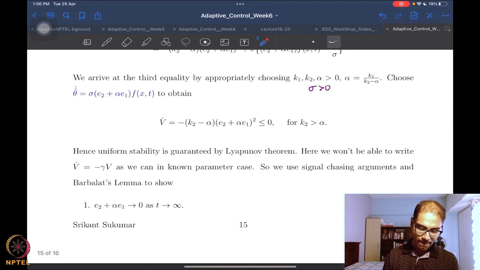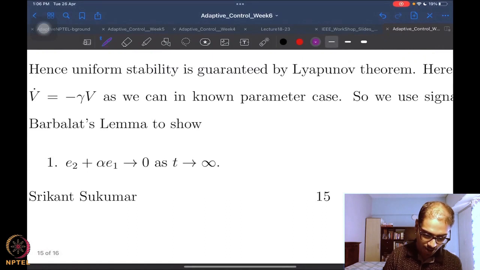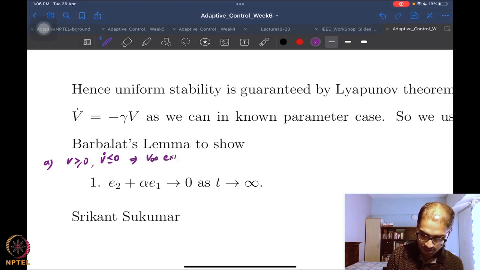So what is it? This is where we use the earlier arguments. I'm going to write those here, because we said we don't need that. So I will write these steps A, B, and C. What is step A? V greater than or equal to 0, V dot less than or equal to 0 implies V infinity exists and is finite.